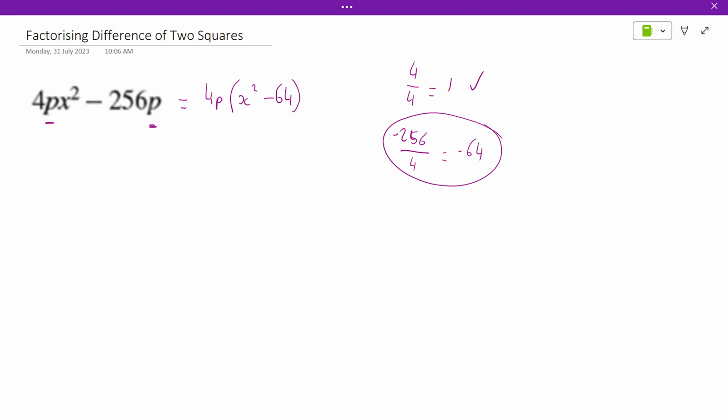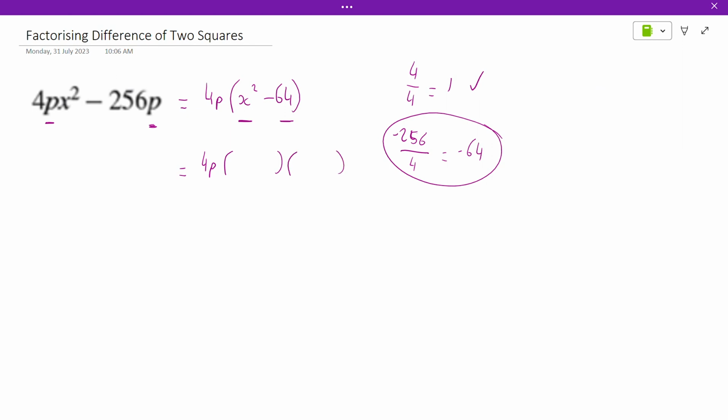Now, this looks hopefully a bit familiar. We've got a square number in the x squared here, and also a square number in 64. So this is going to be a difference of two squares. So now we can factorize that. So I've still got 4p at the front. Let's set up my two sets of brackets.